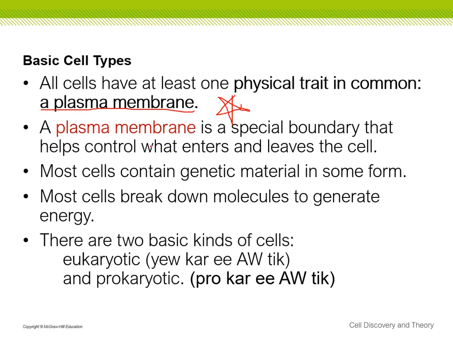So it needs to choose. Maybe the waste wants to leave the cell, right? But also maybe it wants to get food. If it's trying to get food, or maybe it's trying to get moisture, you want that to be able to enter. So the plasma membrane is really important because it lets the cell choose what it wants to enter and what it wants to exit.